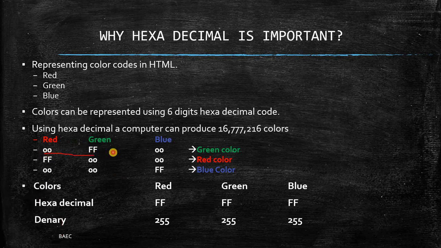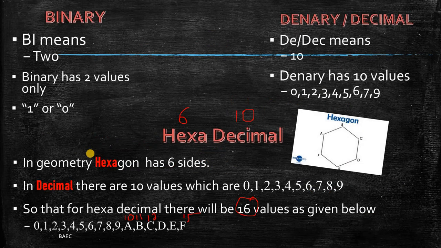This color shows only green; I am making it at full effort. F means the maximum value. I hope you remember this one, right? Here it is. The maximum value of hexadecimal is F.